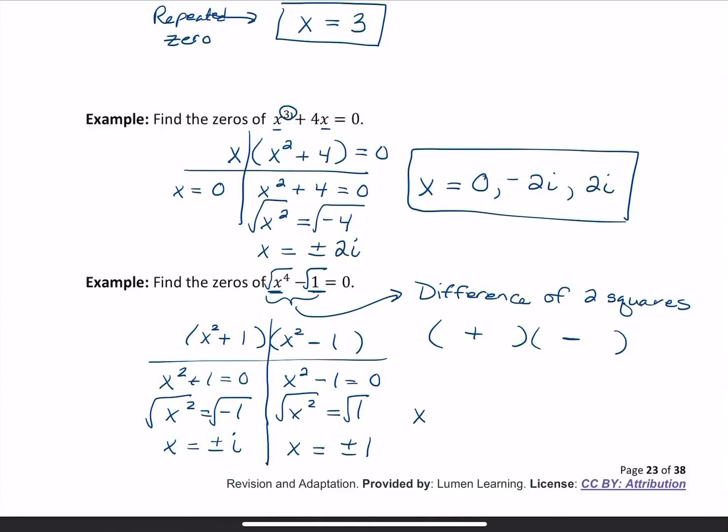So my solutions, or my zeros, are -i, i, -1, and 1. So those are my 4 zeros of the function.